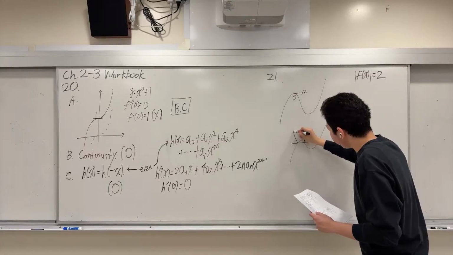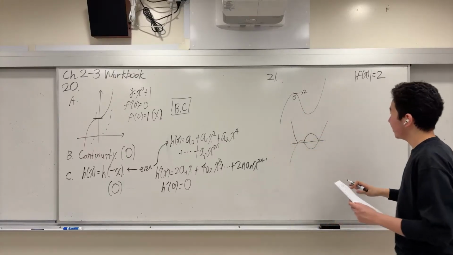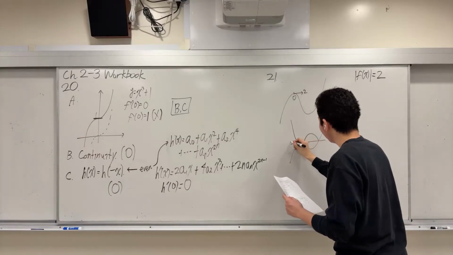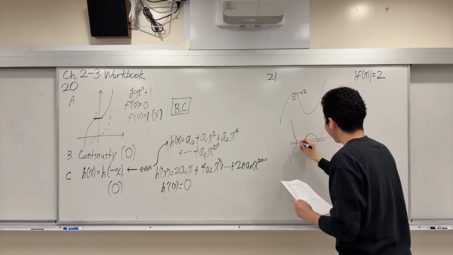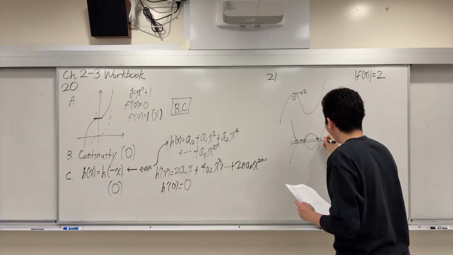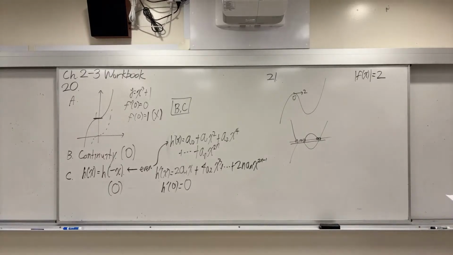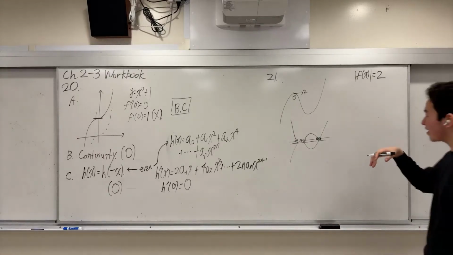This part would also get flipped up, and this would be y equals 2. So we get 1, 2, 3, 4, and 5 solutions here. So that's 1 too many, right? So how could we bring that down to 4?